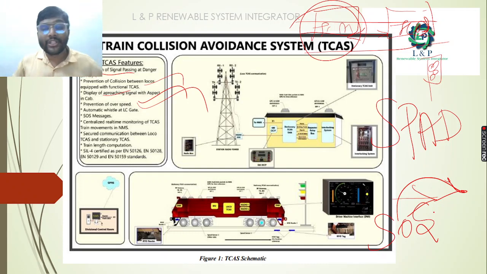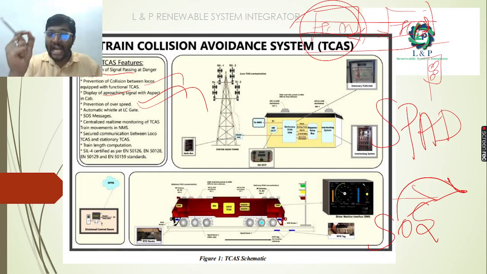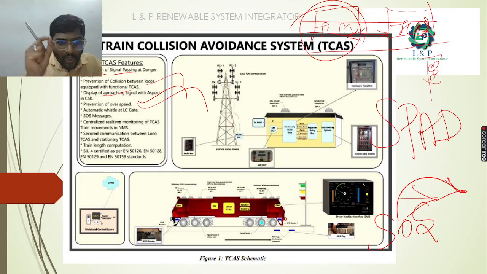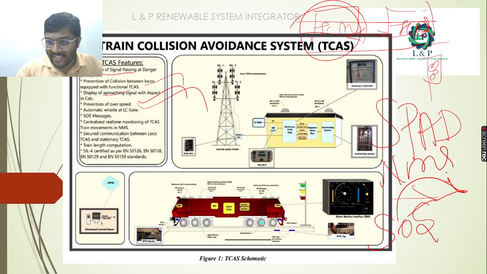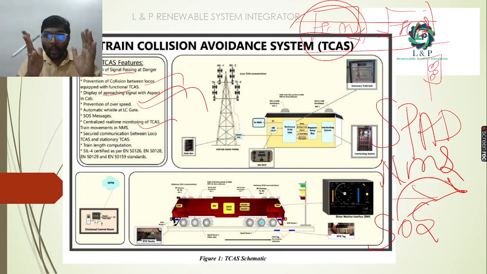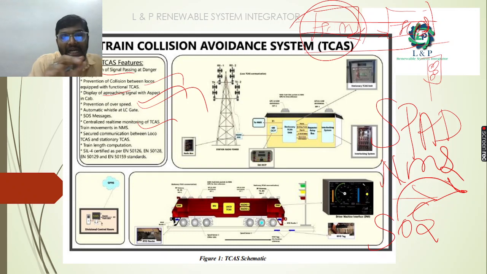Most importantly, it has centralized real-time monitoring of the train collision avoidance system and train movements with the help of the network management system. We also have a secure communication between the loco train collision avoidance system and the stationary train collision avoidance system, and we are also able to compute the train length.